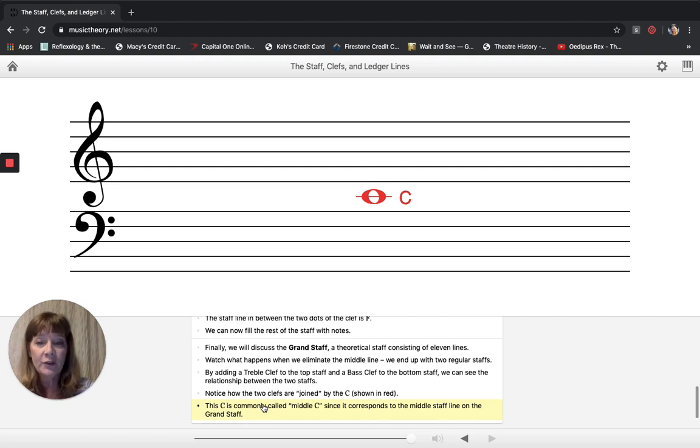So for today, what I'd like for you to do is go to musictheory.net and do some of the lesson exercises to help you review what we've done and become very familiar with all the notes on the treble and the bass clef.